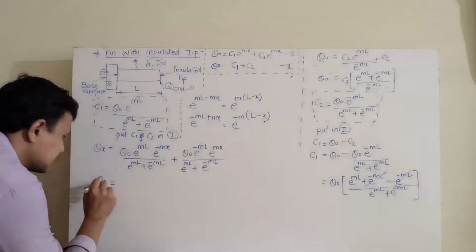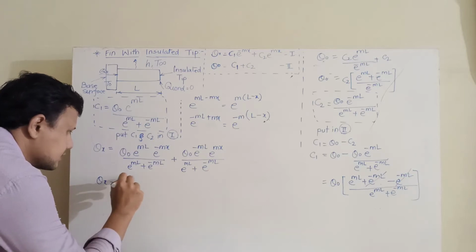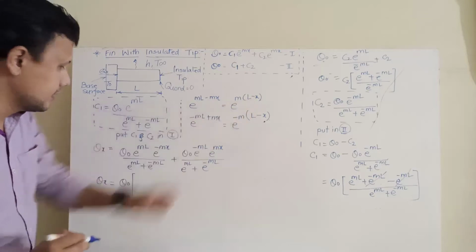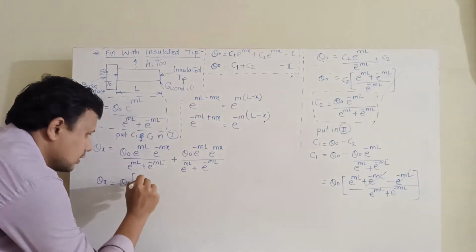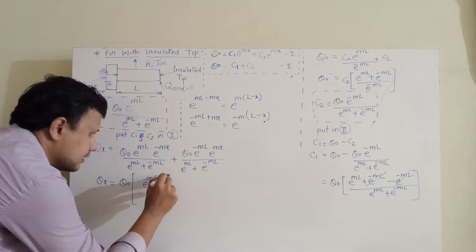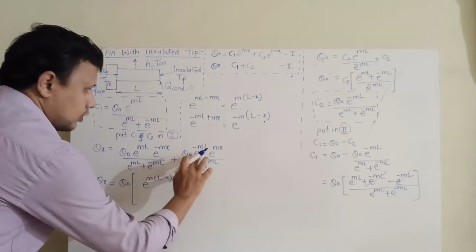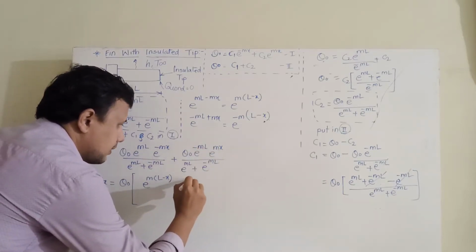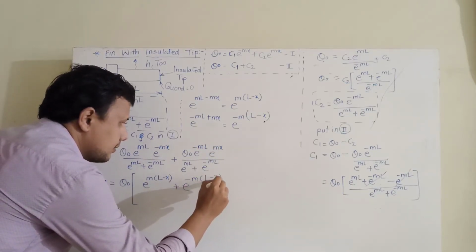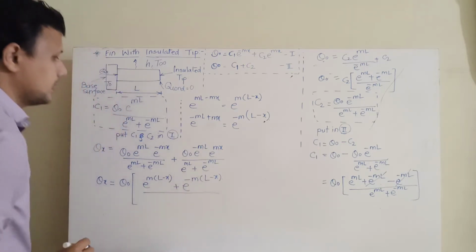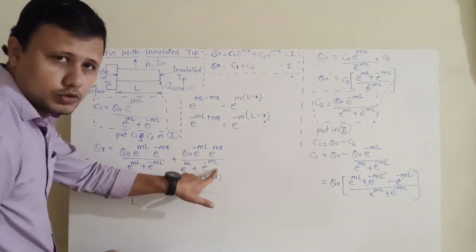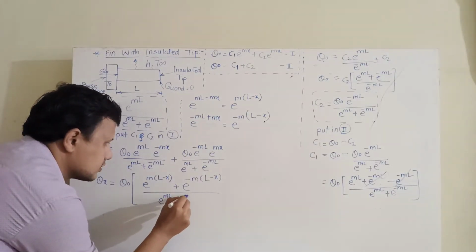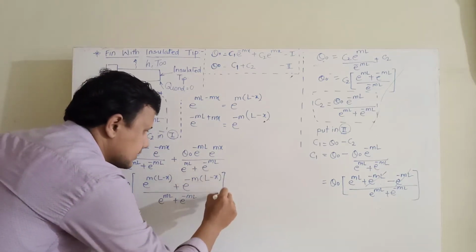So that is theta x is equal to theta 0, and inside the bracket we have modified its form. So that will be e raised to m into (L minus x). For this term we have this modification, so plus e raised to minus m into (L minus x), divided by the denominator, which is common for both of them, so that will be e raised to mL plus e raised to minus mL, and that's your bracket complete.